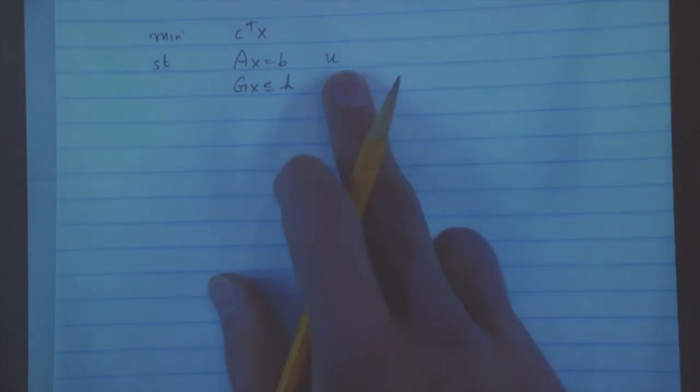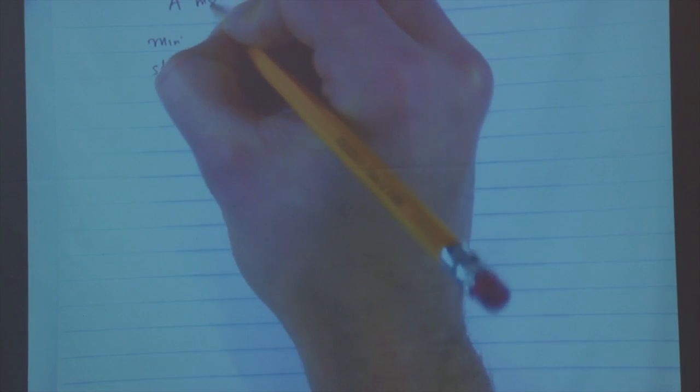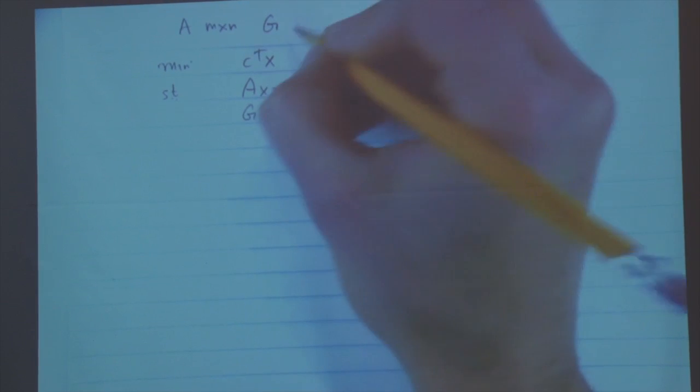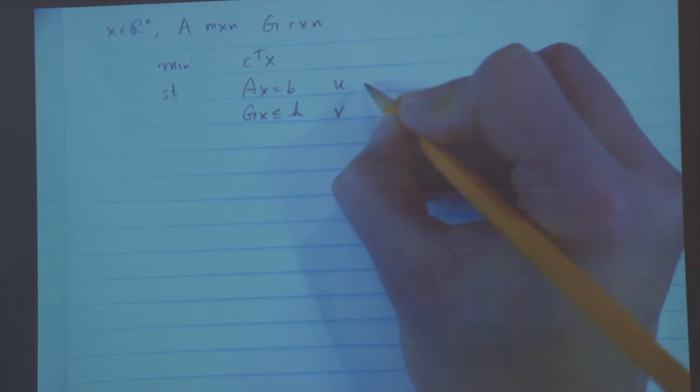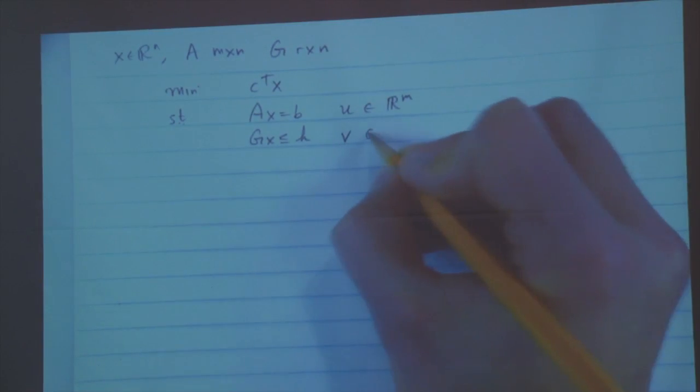So this is a completely general linear program. You can write any linear program in this fashion. And I'm going to introduce two blocks of dual variables. Each of these are themselves multidimensional. So u and v. u is going to be a dual variable of dimension equal to the number of rows in A. So let's suppose that A was m by n, and G was r by n. Then x is going to be n-dimensional, u is going to be m-dimensional, and v is going to be r-dimensional. And we're going to put a constraint on v that it has to be non-negative in every component.